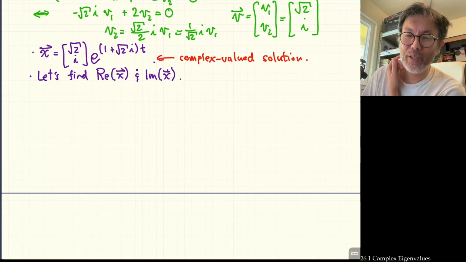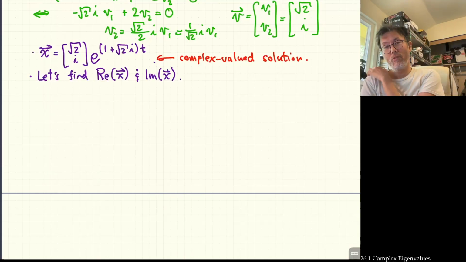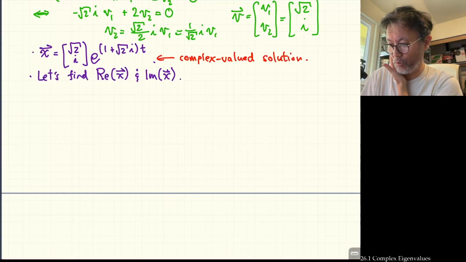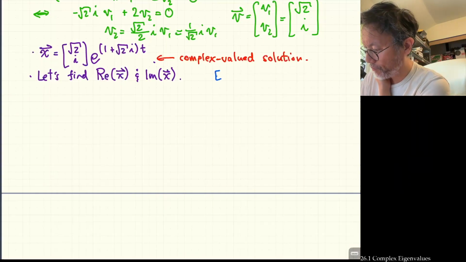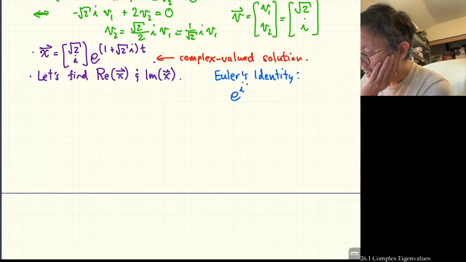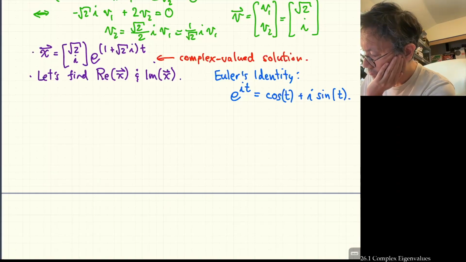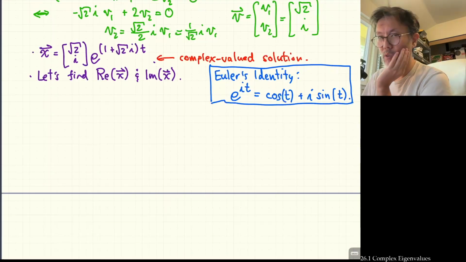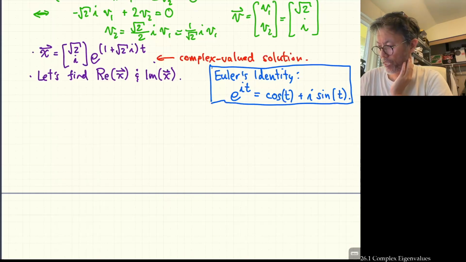Okay, how? Well, this is where, remember the guy with the bag on his head? Euler comes in clutch. Let me remind you about Euler's formula, or Euler's identity, which tells you that e to the i t is equal to cosine t plus i sine t. Unbelievable. Absolutely gorgeous. You need to hold this close to your heart and never let it go.